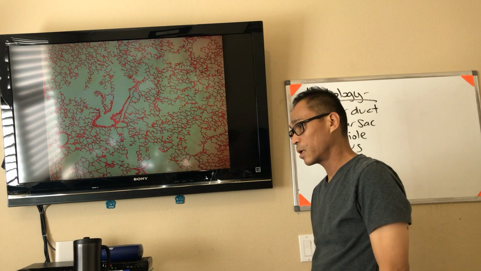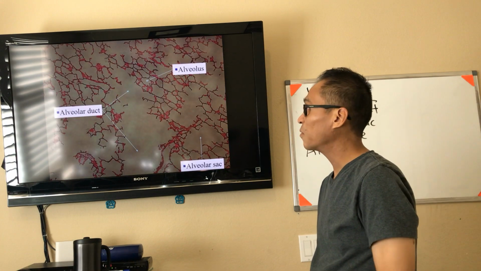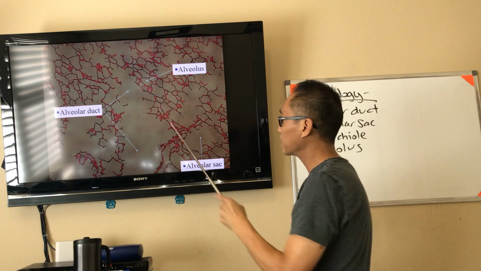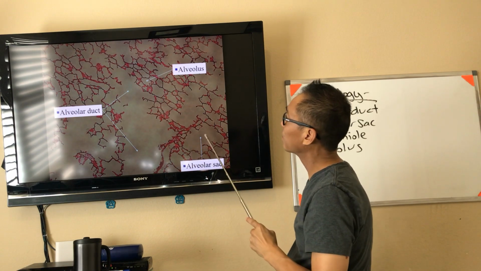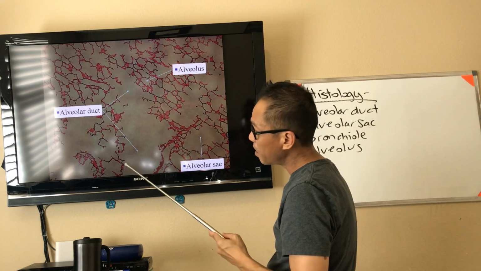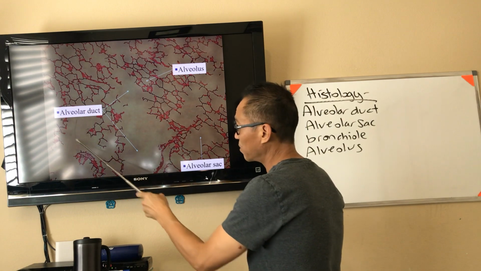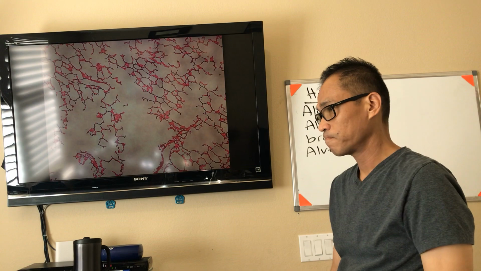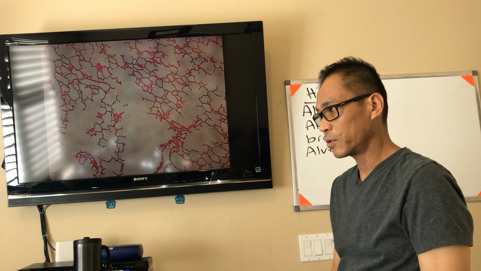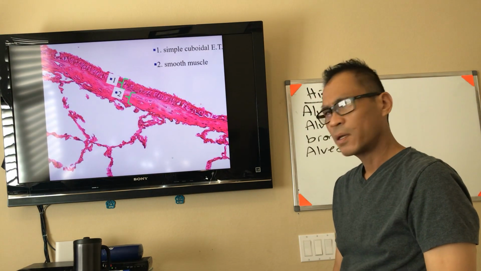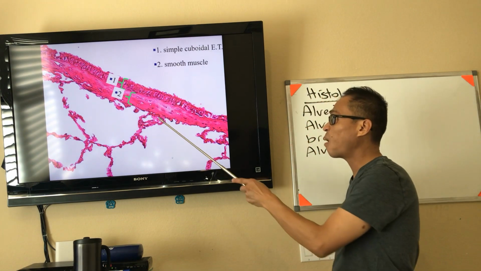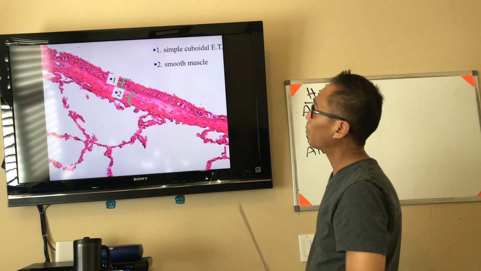There's the picture unlabeled. Here's a closer up view. All of this, the hallway, alveolar duct, alveolus. This is a nice alveolar sac. Yeah, it's pretty much all of this is alveolar duct too. Pretty good picture. There's an unlabeled one. You can quiz yourself. Here's a bronchiole, and I want to do a close-up of the wall of a bronchiole.